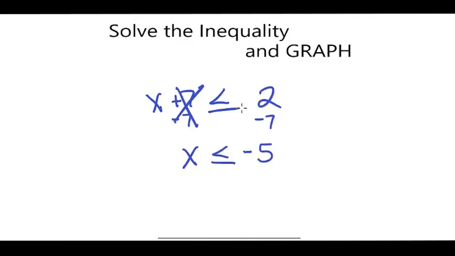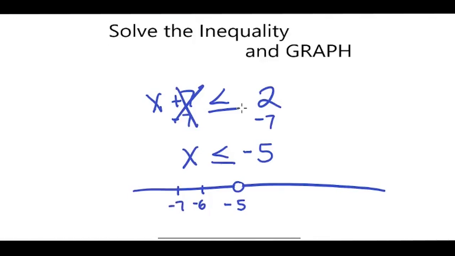Well, the way you graph that on a number line, draw your number line. You make your bubble first, where your value is going to start here at negative 5. Then over here I'll have negative 6, negative 7. Over here I have negative 4 and negative 3.